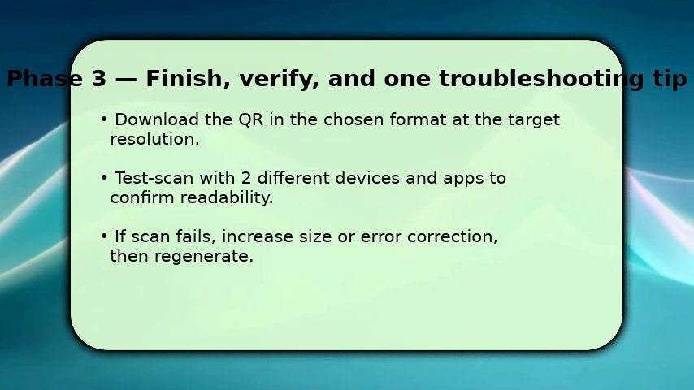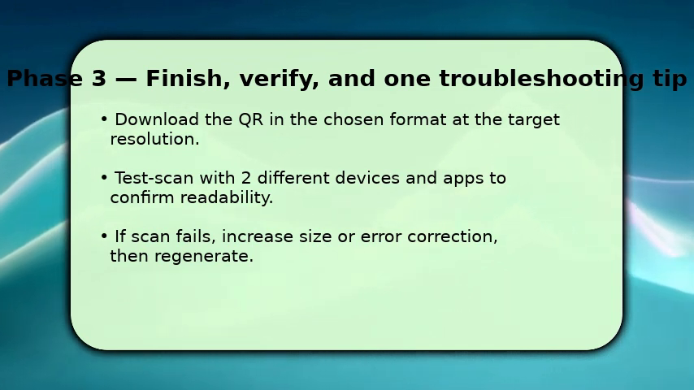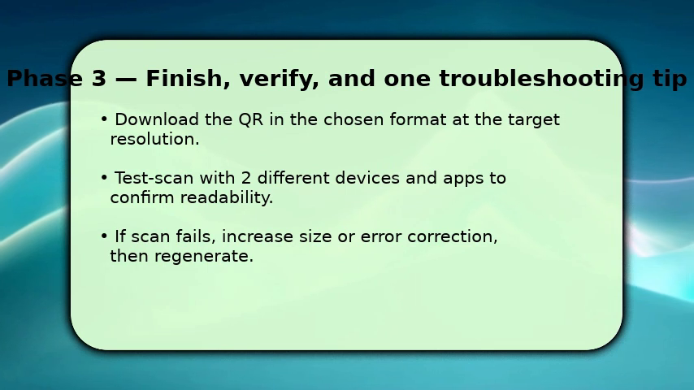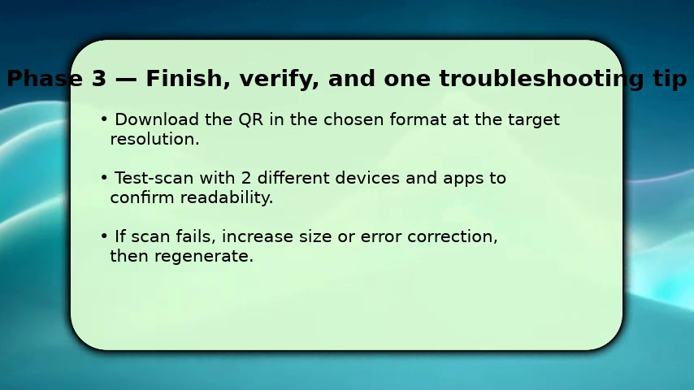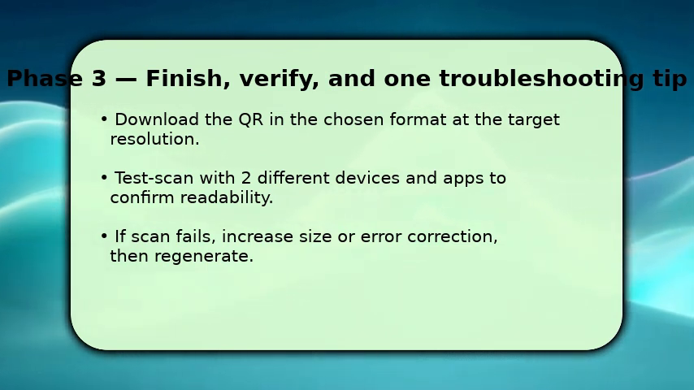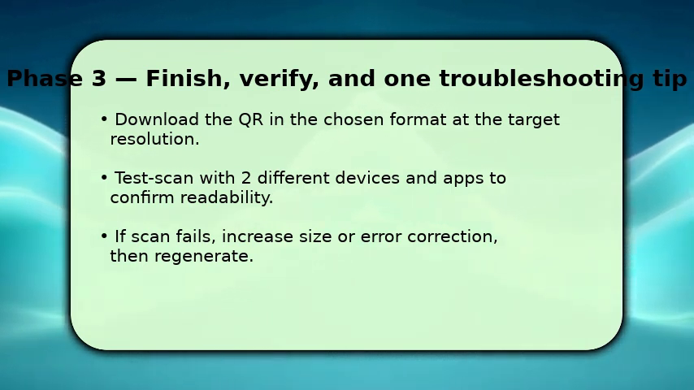When you print, measure the printed modules. Make sure they're not smaller than recommended for the scanner. One troubleshooting tip: if scans fail, remove extra formatting from the source text and re-encode. Hidden characters commonly break decoders.